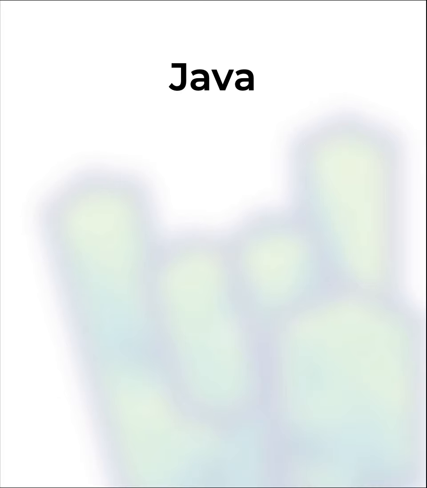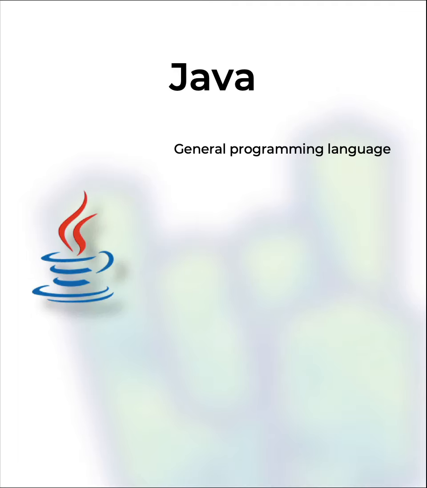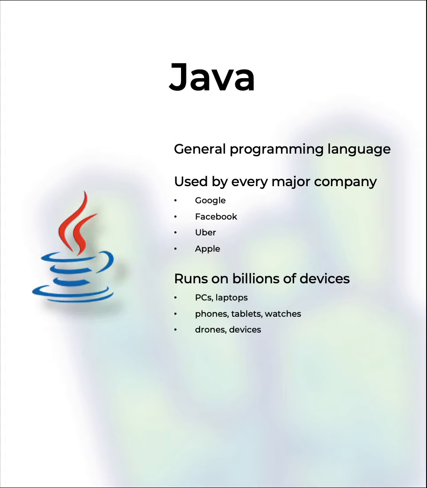So what's up with Java? Now, Java is one of, if not the, most popular programming language in existence. Every single major company uses it in some capacity, and it runs almost any device you can think of, from laptops to smartphones to tablets and watches and a million other devices.